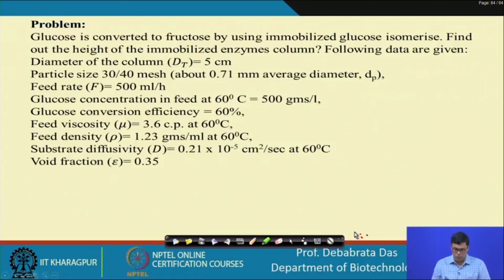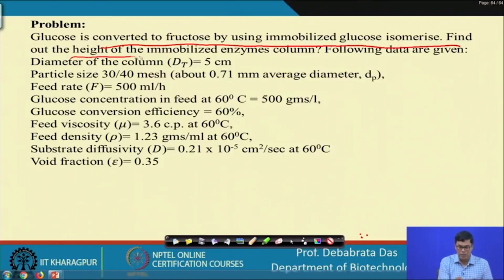Now I want to show you one problem and how we can solve it. Suppose glucose is converted to fructose by using glucose isomerase enzyme. Find the height of the immobilized enzyme column. The following data are given. The diameter of the column is 5 centimeter.